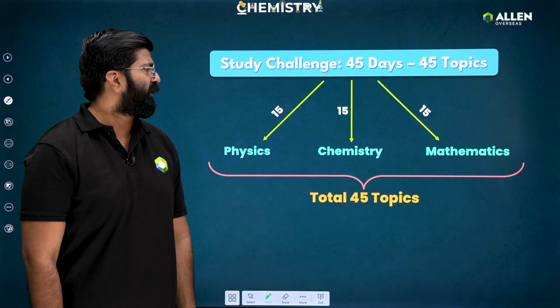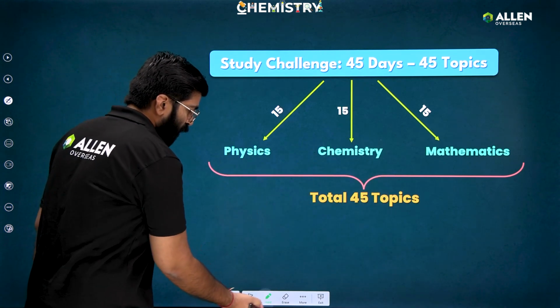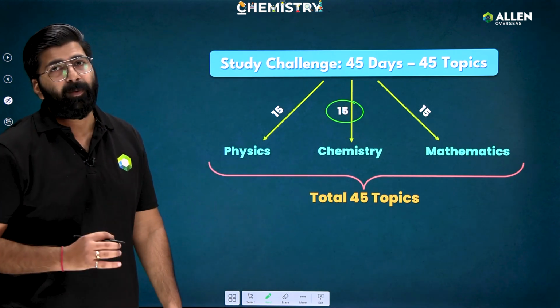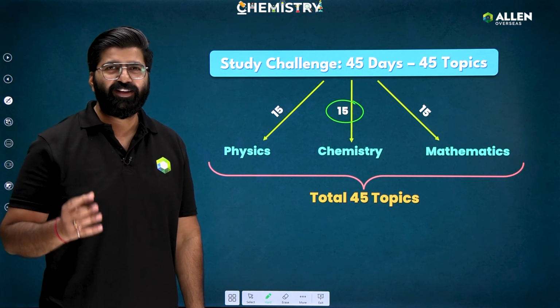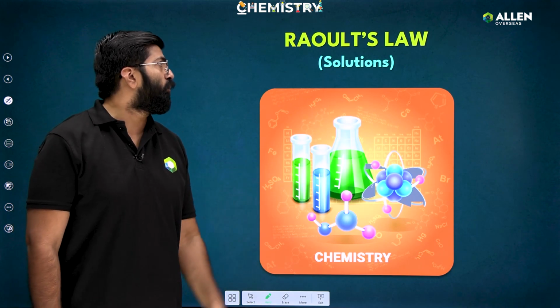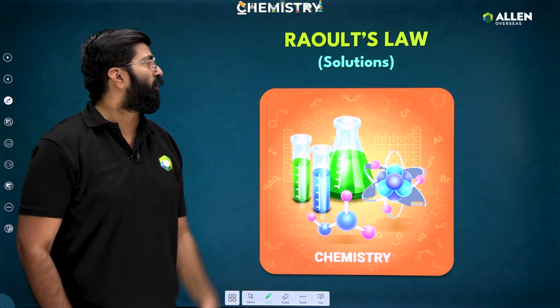And over here, you can see the distribution of your topics according to physics, chemistry, and maths. And today, we are going to do one of the topics for your chemistry. This is very beneficial for all those students who are preparing for their JEE exam. So without any delay, let's start with our topic. Today, we are going to do Raoult's law of your solution chapter.